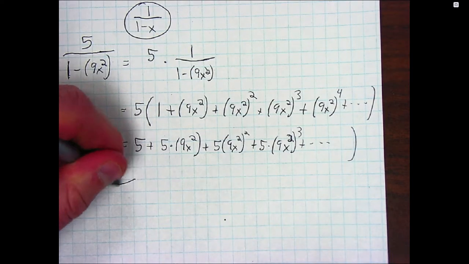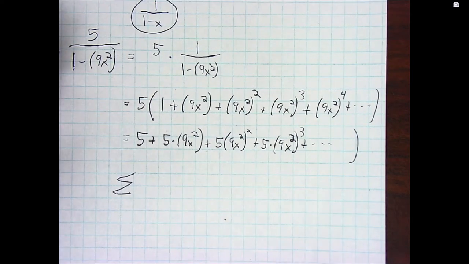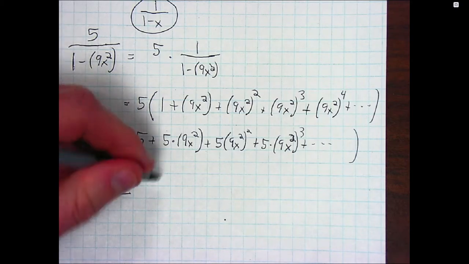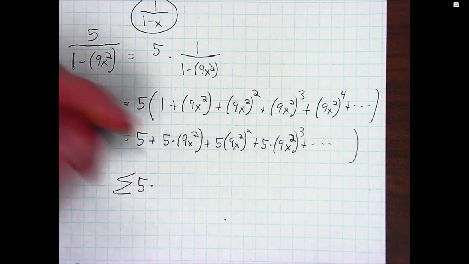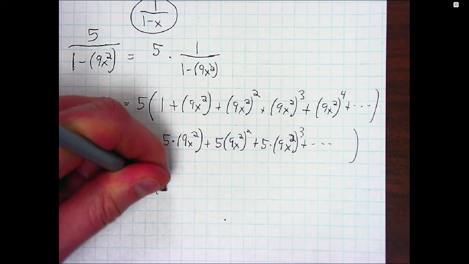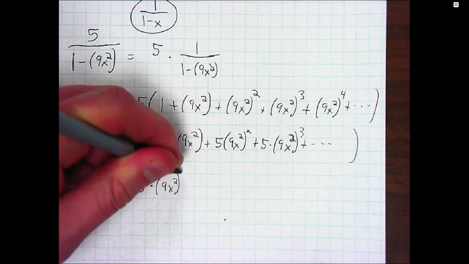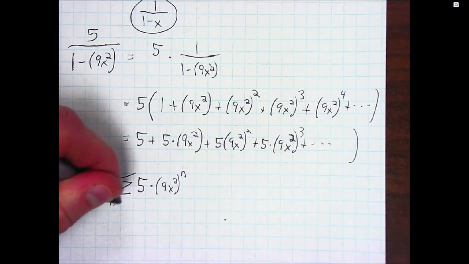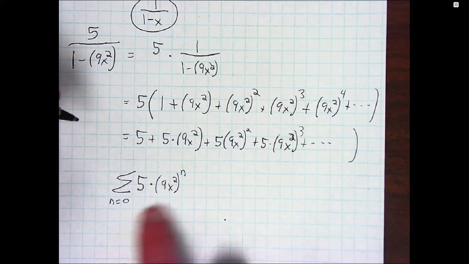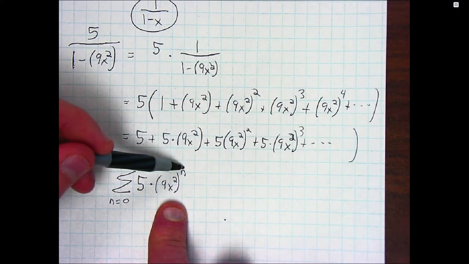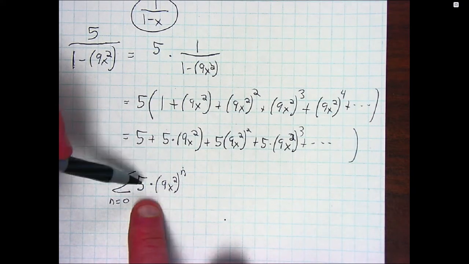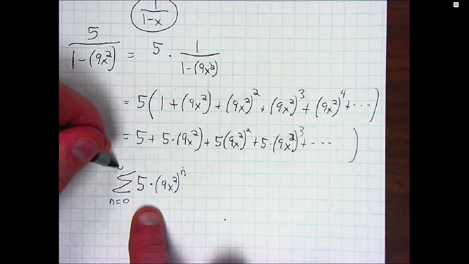If you wanted to write it with sigma notation, what's my sigma notation? I have my 5 that's just sort of sitting there, and then I'm multiplying by 9x squared to a power. What's the power starting at? Starting at 0. Just make sure it works. When you plug in 0, this would become 1 times 5, which is 5. I'm just going to keep going.